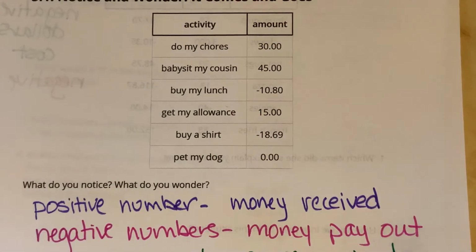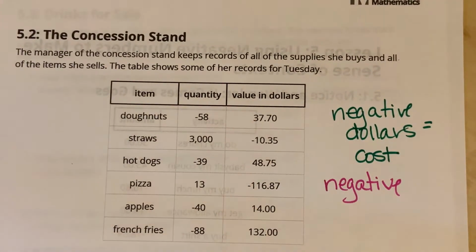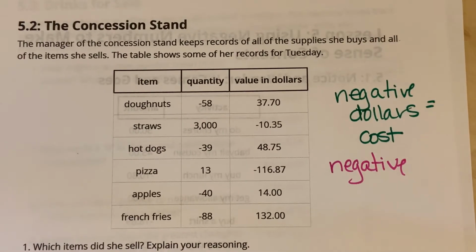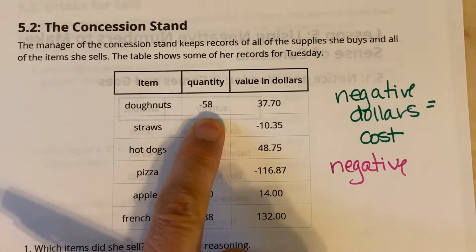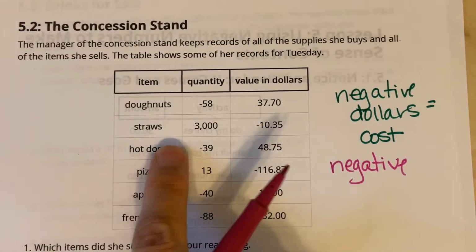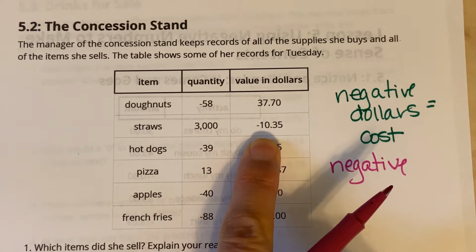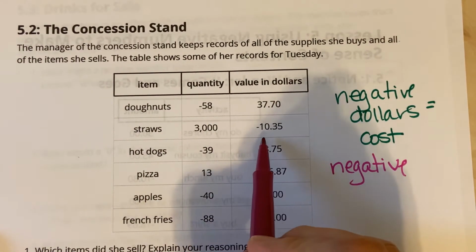On the next page, it's called the concession stand. Again, it's giving you a chart and asking you to figure things out. I already started this, but I started recording last time and my phone rang, so I started again. The manager of a concession stand keeps track of everything she does. Donuts, quantity negative 58, value $37.70. That doesn't give me a whole bunch of information, but when I look down at straws, it's 3,000. It is negative $10.35.